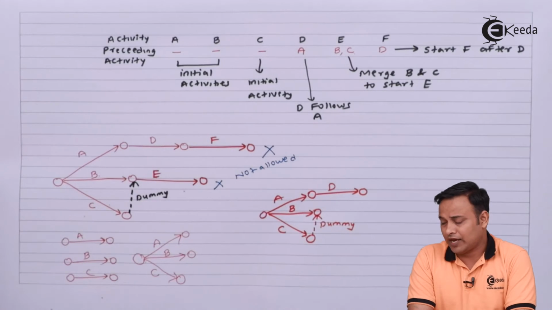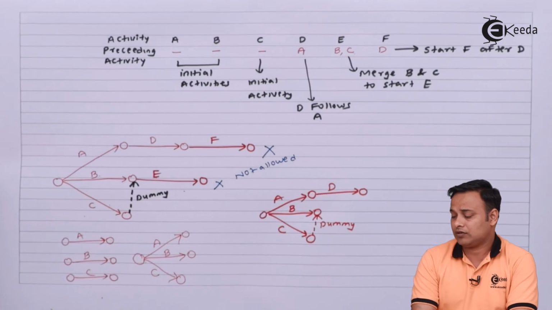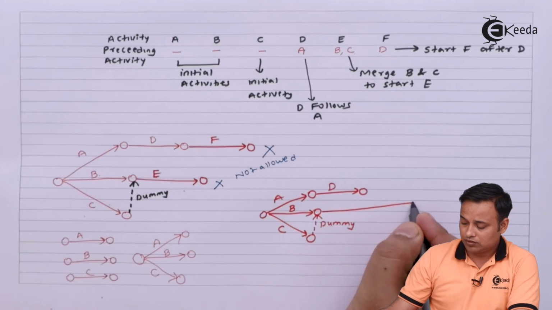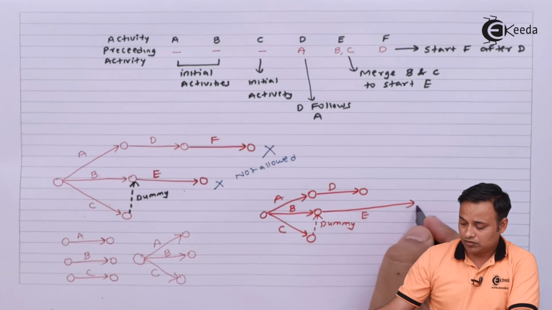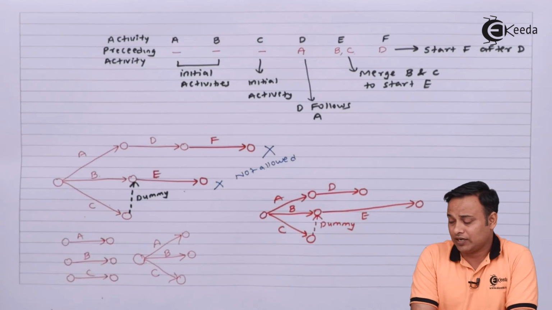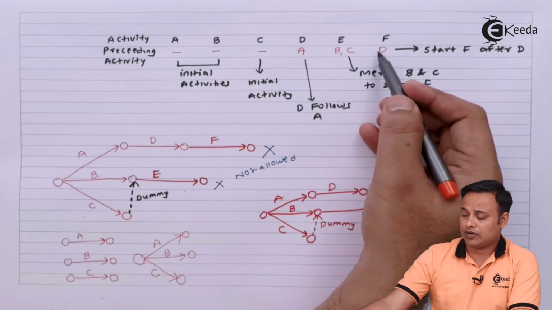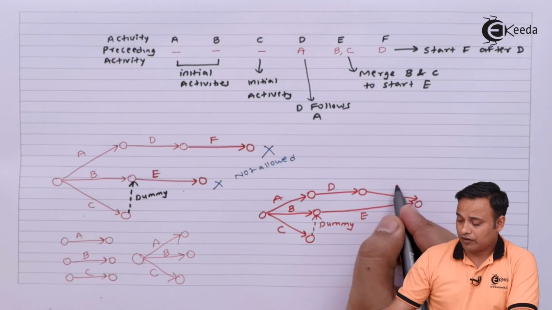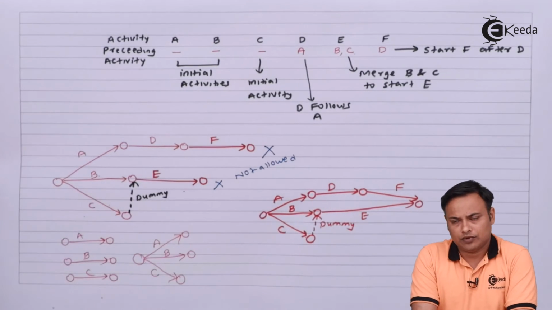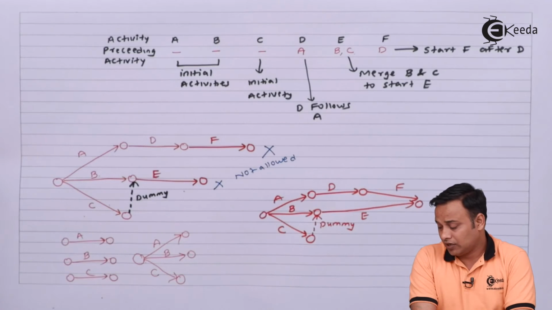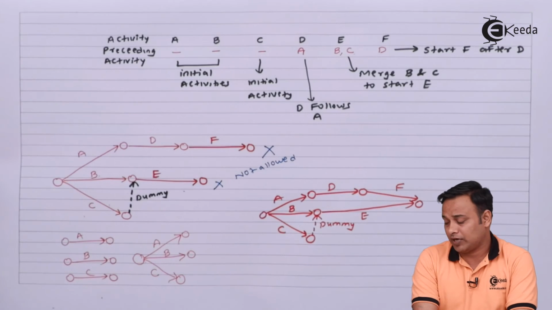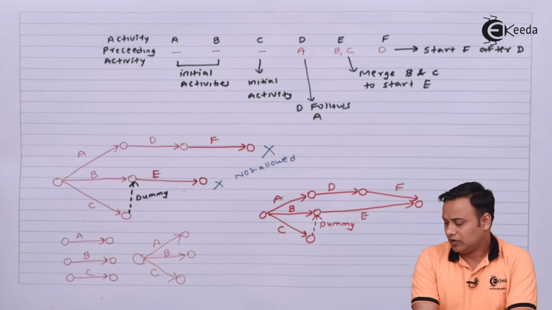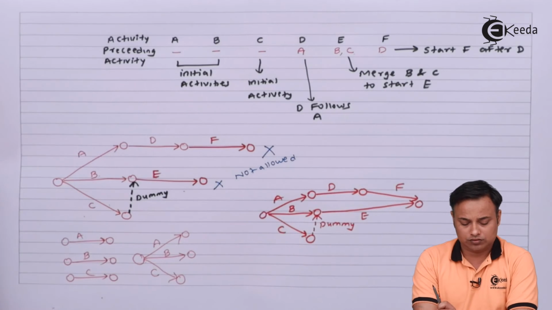By drawing a dummy, I have simply joined B and C. From there E will come out, and from D, after D will come your F. So we had a dummy here just to join B and C because B and C have the common tail, so they can't have the common head. Let's give the numbers to the nodes.